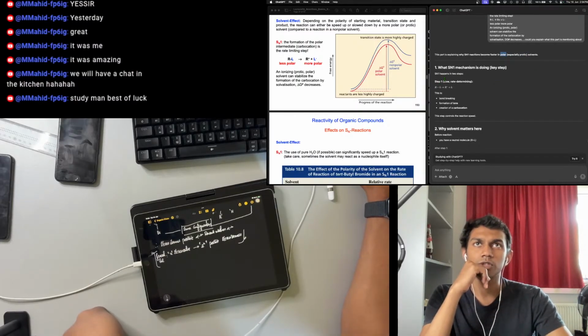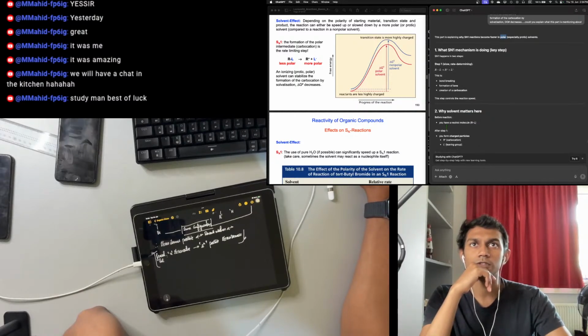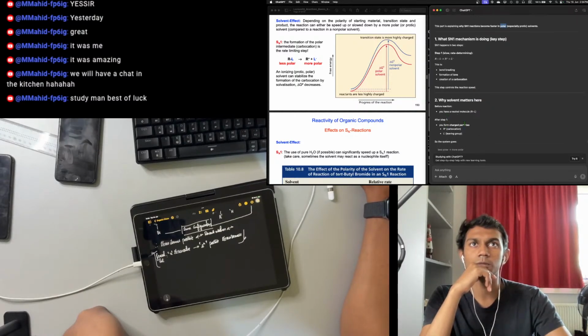SN1 happens in two steps. Step 1 is slow, rate determining. This is bond breaking, formation of ion, creation of carbocation. This step controls the reaction speed. Why does solvent matter here? Before the reaction you have a neutral molecule. You form charged particles.